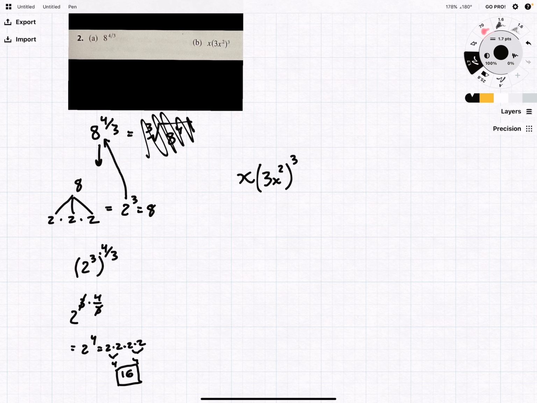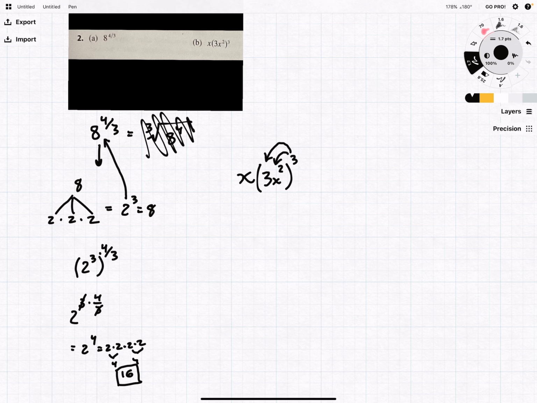Okay, now a quick warning. Be very careful whenever you're taking powers of something in parentheses. You have to make sure that you really apply the power to everything. So we need to apply this 3rd power to 3 and to x squared. And so then we have to make sure that we have all of our rules in place.